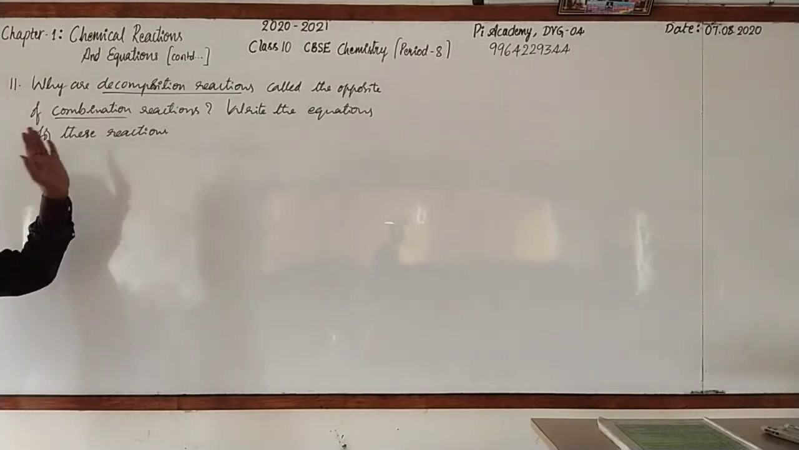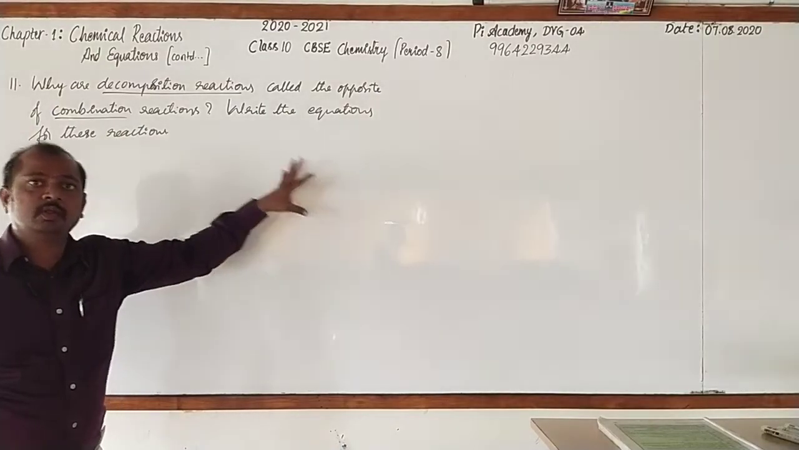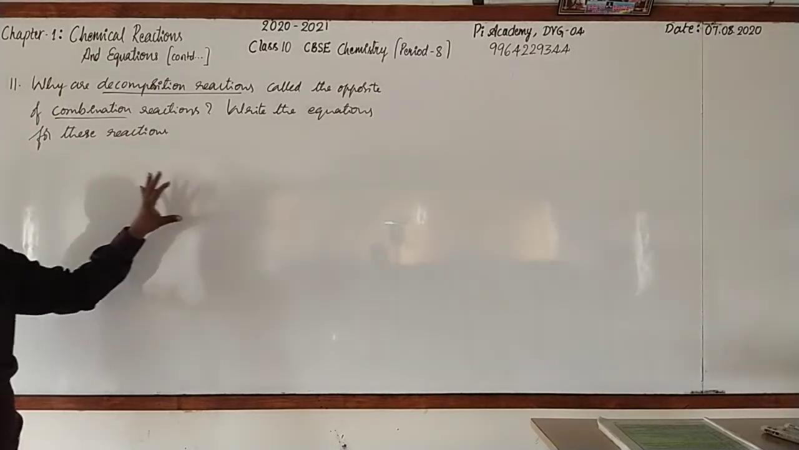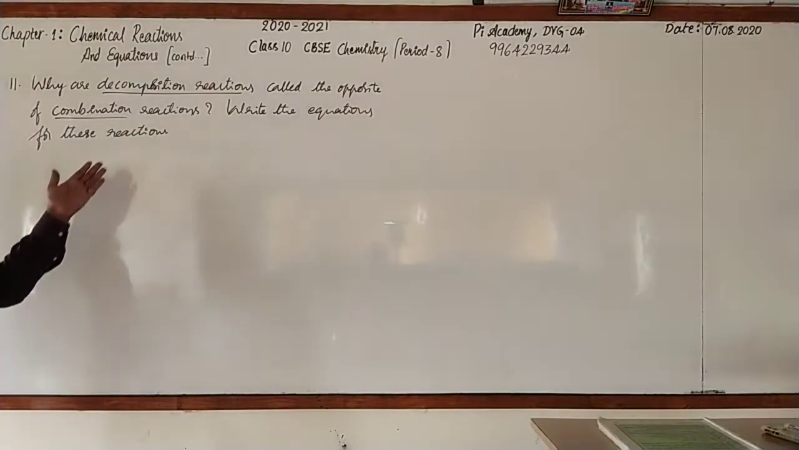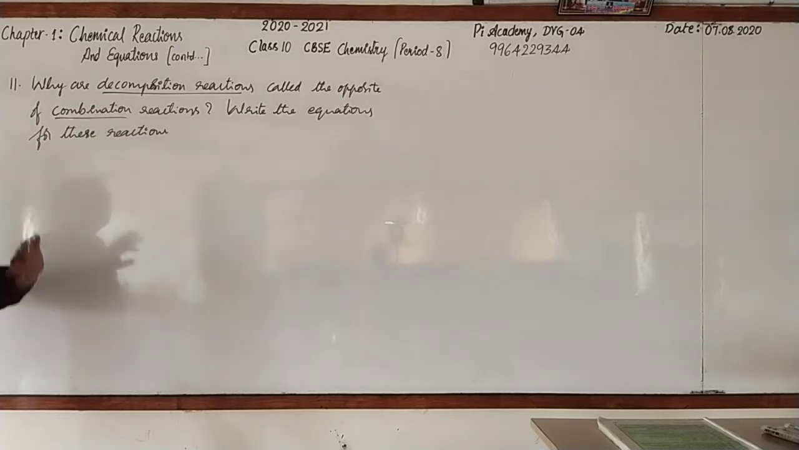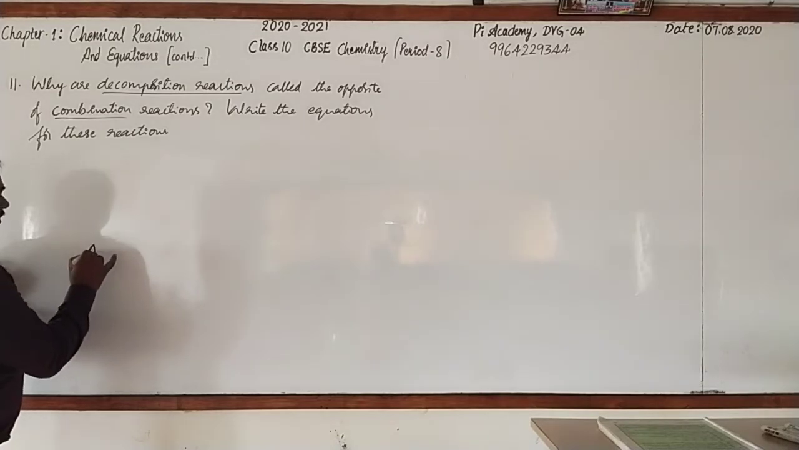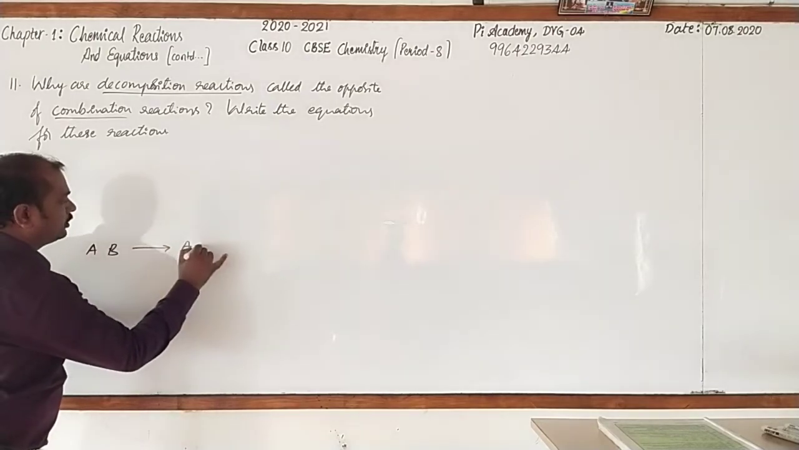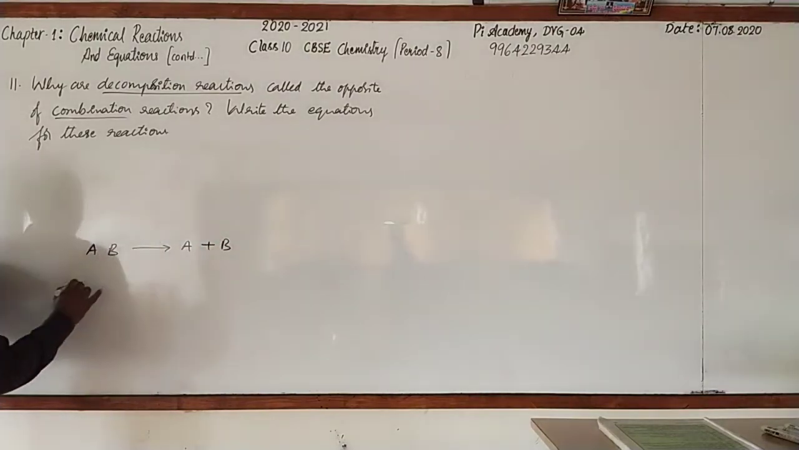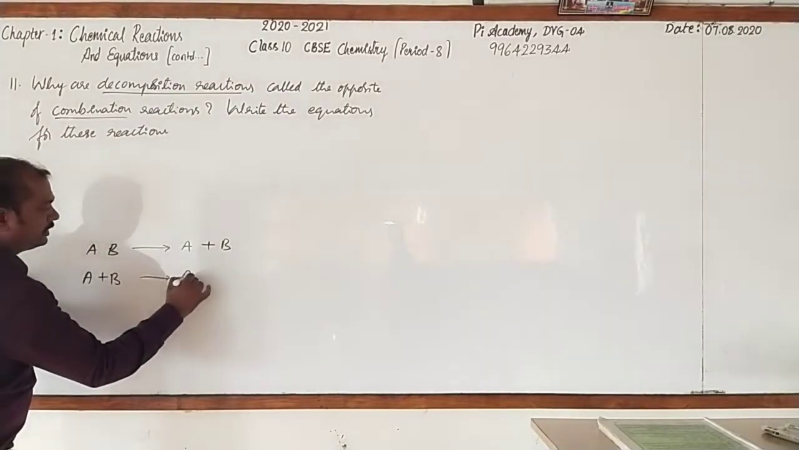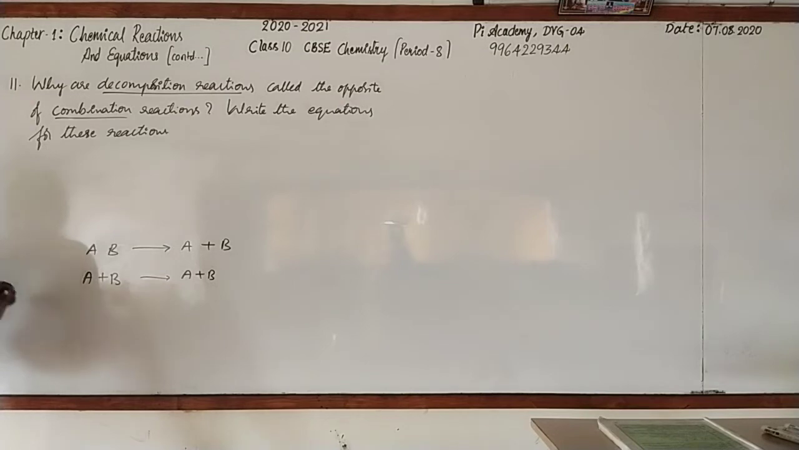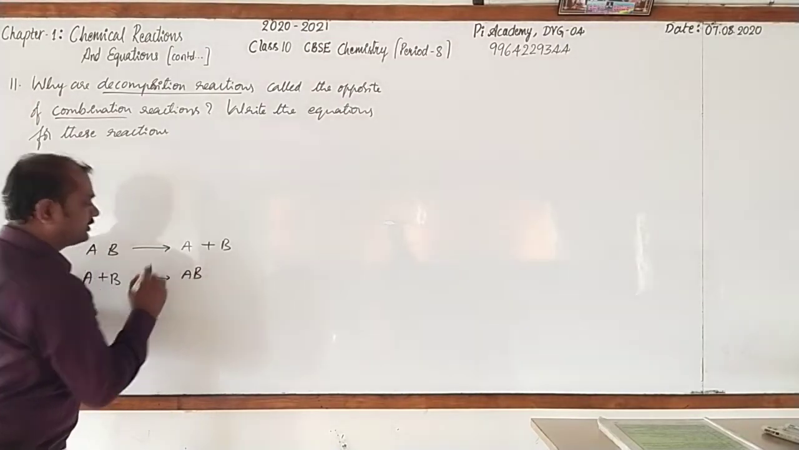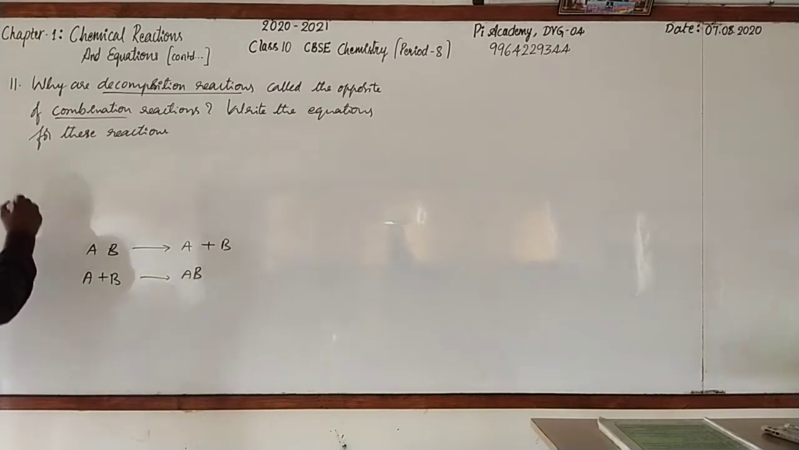Clear? Decomposition, one compound splits into two or more. Combination, two or more substances combine to form one substance. That is why decomposition reaction is called the opposite of combination reaction. Just like this, if AB is there, it gets split up into A plus B. This is decomposition. And A and B will combine to form AB. It is combination. I'll give you the example. And before that, you just observe the answer that I'm going to write.